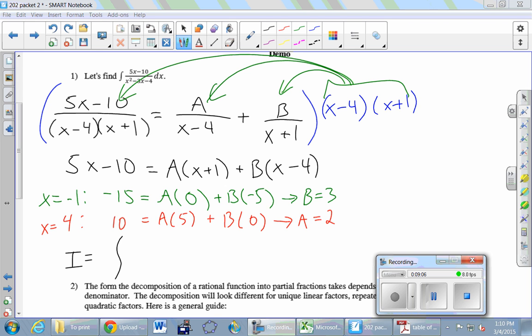2 over x minus 4 plus b over x plus 1, what does that become? 3 over x plus 1. Parentheses around the whole thing now and a dx at the end.